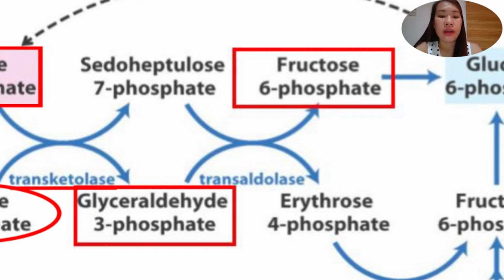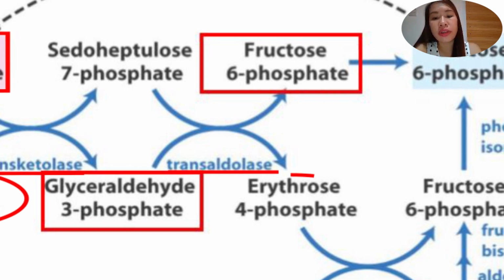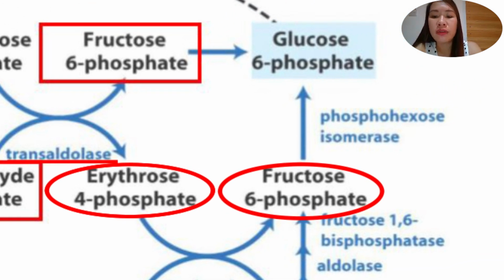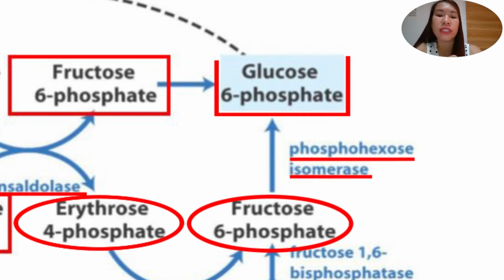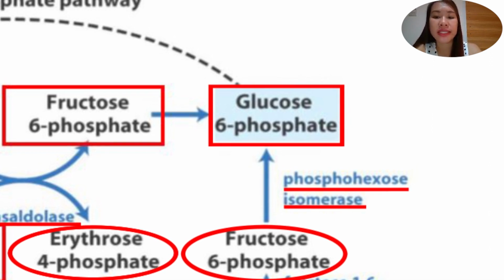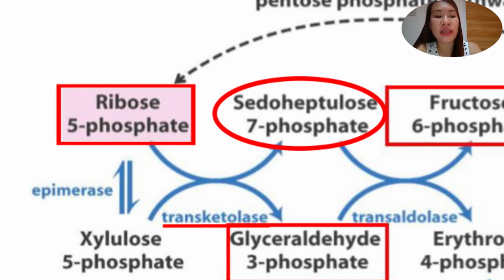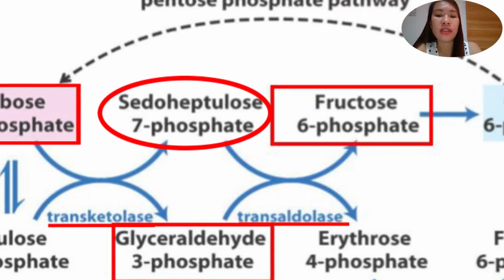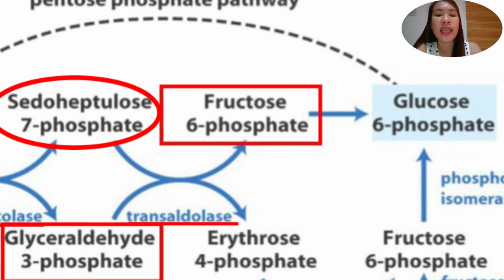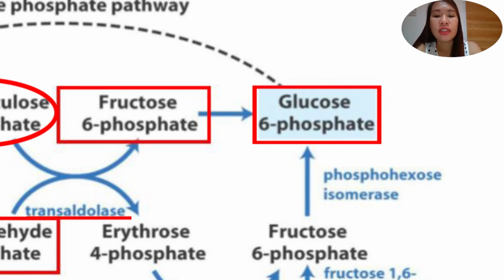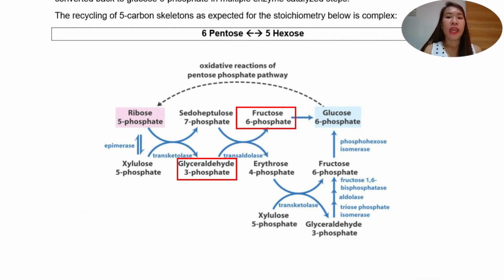So here, using transaldolase, it can also convert it to erythrose 4-phosphate, and through transketolase, convert it back to fructose 6-phosphate, and then through phosphohexose isomerase, it can be converted back to glucose 6-phosphate. So that is one enzyme-catalyzed path. Another is from ribose 5-phosphate, which will be converted by transketolase to sedoheptulose 7-phosphate, and then through transaldolase, it could be converted to fructose 6-phosphate, which is again an intermediate of glycolysis, and then back to glucose 6-phosphate. So these are different enzyme-catalyzed steps, class, that help us convert pentose back into glucose 6-phosphate if the body needs it more.